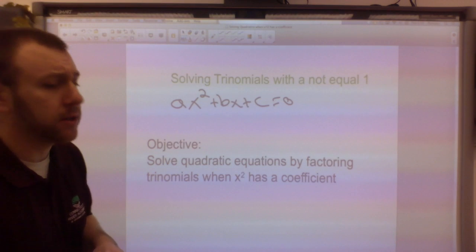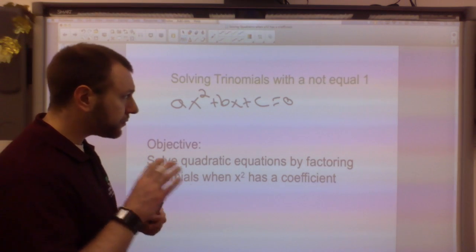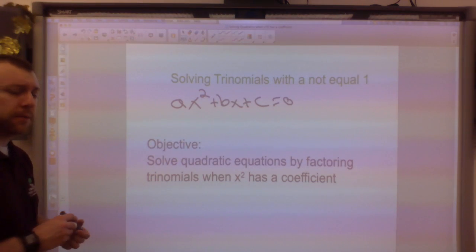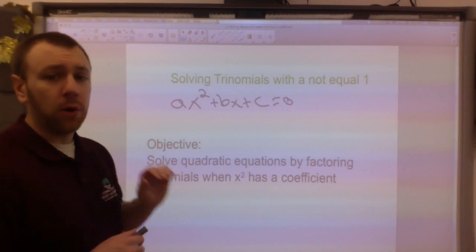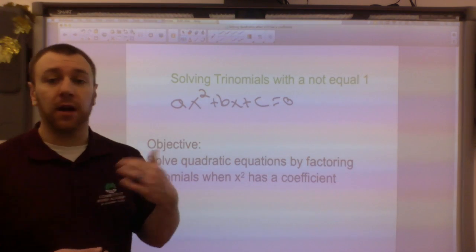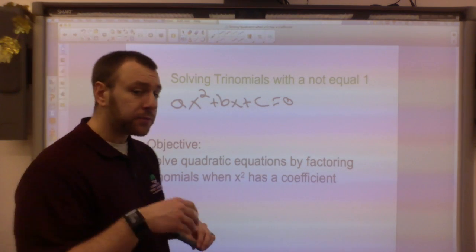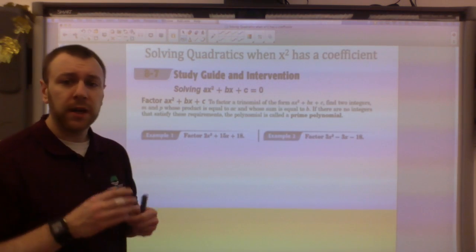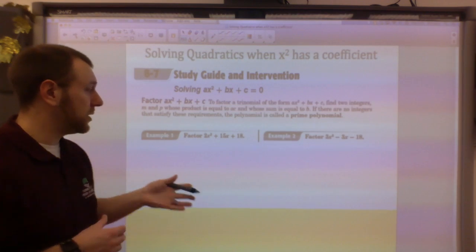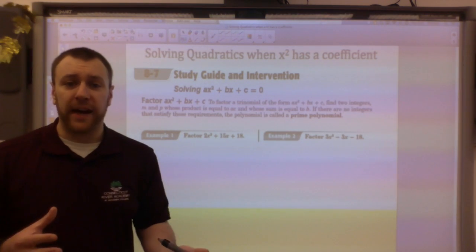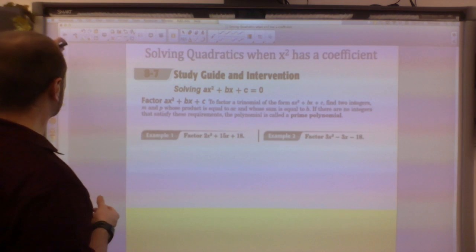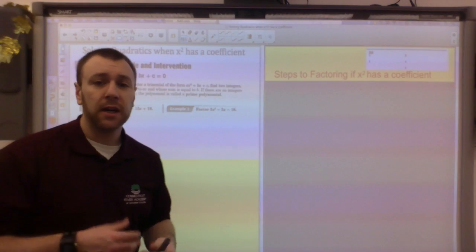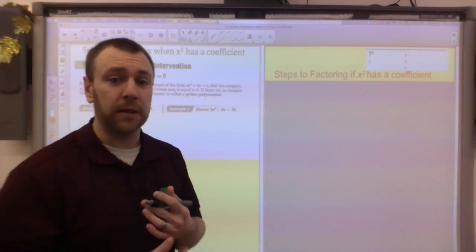It adds one more step in our procedure. So by the end of this video, we're going to be able to solve when there is a coefficient, or a number, in front of that x squared term. The notes start off with two of these. You notice that they're not equal signs; they're just factor it. What we have to recognize is there is a procedure for this, and you might want to write these steps down.